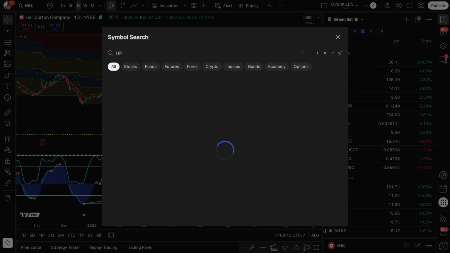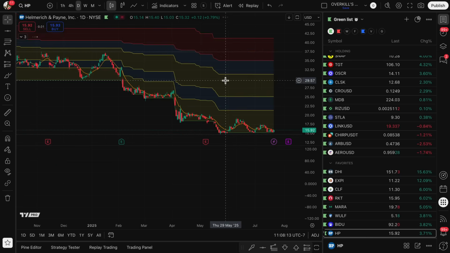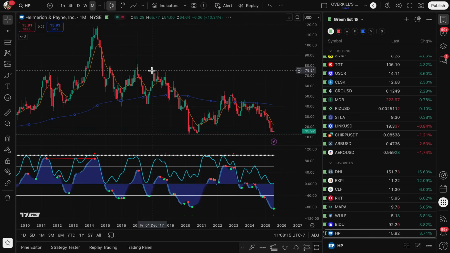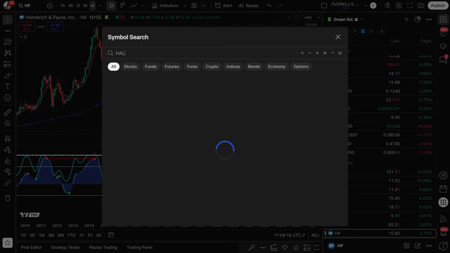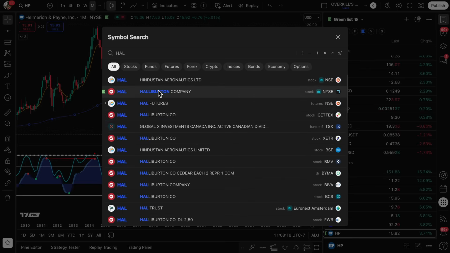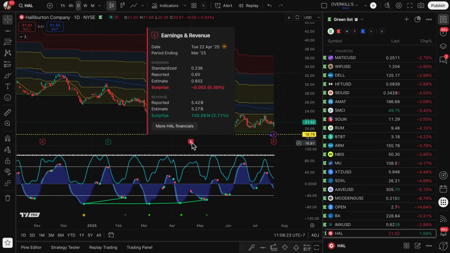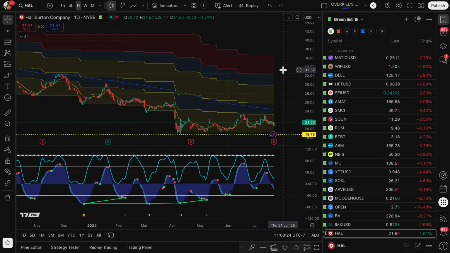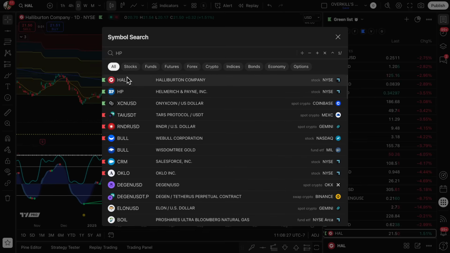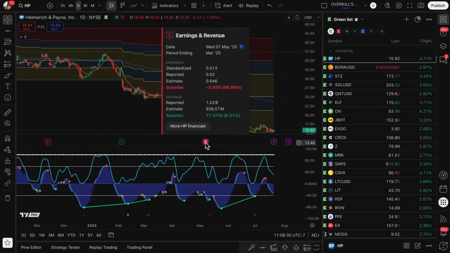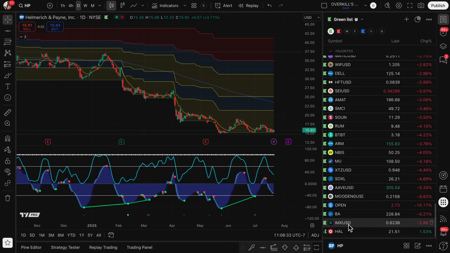So this one and HP are the two we looked at so far today. HP is also showing a green dot here on the monthly. So HAL looks like they make a little bit more money, so they're a bigger company. These guys are making around $5 billion in revenue compared to HP, which makes about $1 billion in revenue. So HAL is making 5 times more money.